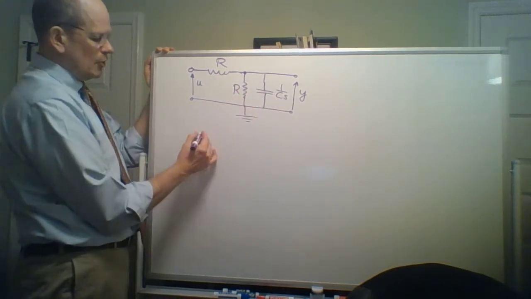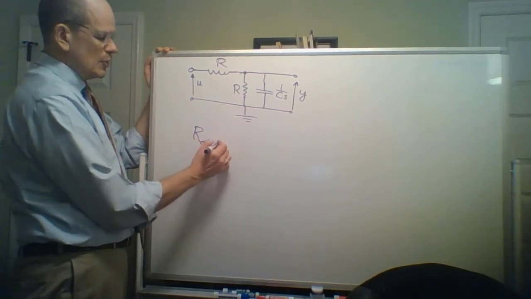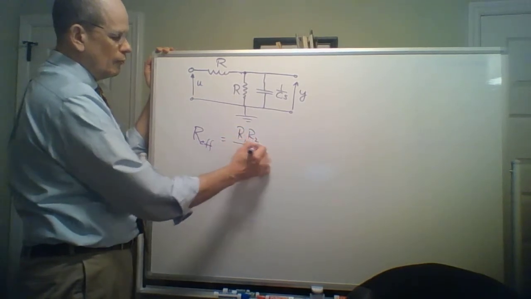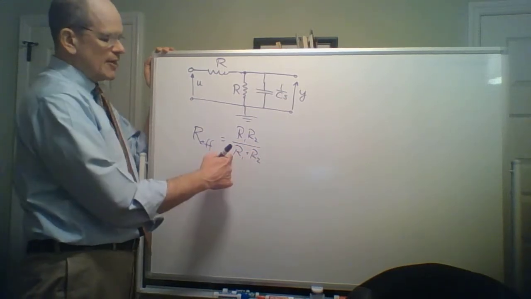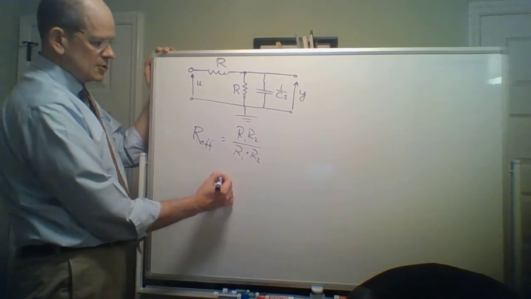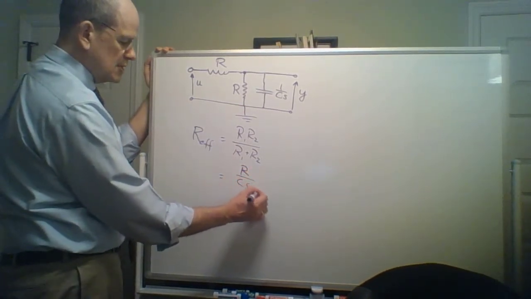We know the formula for equivalent resistance, or R effective, for two resistors in parallel is R1 times R2 over R1 plus R2. Let's apply that formula with R1 being R and R2 being 1 over CS. And what we get is R over CS over R.